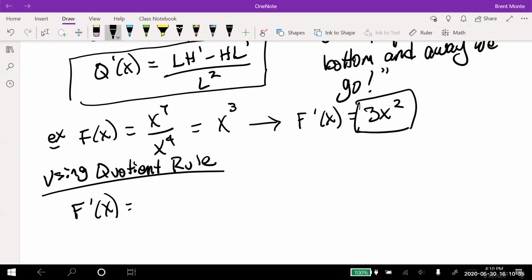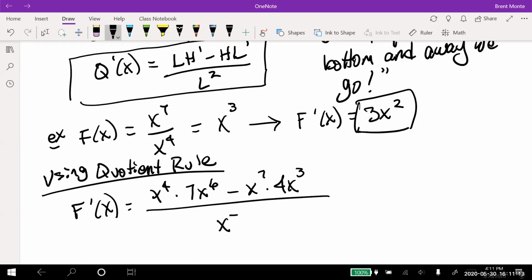Now, I like that saying a lot better than the way we learned it when I was in school. It was just the bottom times the derivative of the top minus the top times the derivative of the bottom, all over the bottom squared, which is fine. I still remember it these several years later, but it doesn't rhyme. So we've got f prime of x, so it's the bottom, so it's low d high. So low, well, that's x to the 4th. D high is the derivative of the numerator, 7x to the 6th. So low d high minus high, x to the 7th, times the derivative of low, d low, 4x cubed. Square the bottom, and away we go.